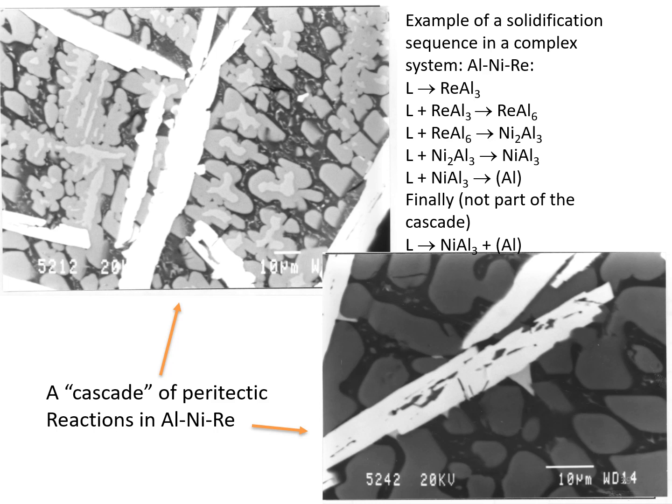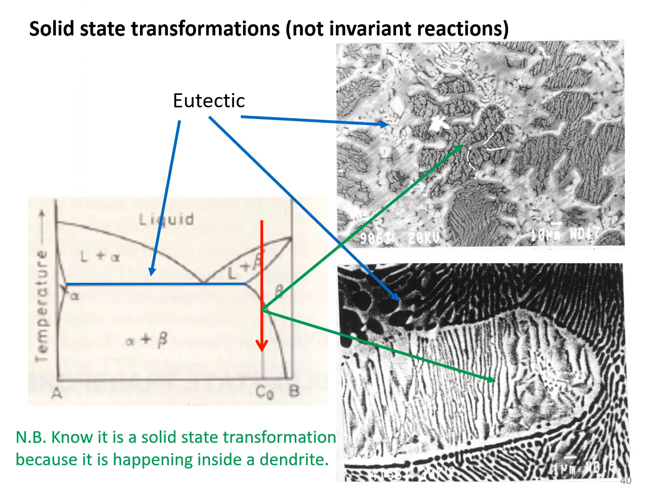Here's that other example we looked at before. Remember, we have to have two contrasts, and here's the first phase to form, that one. Then you get a peritectic reaction to form that, peritectic reaction to form these, peritectic reaction to form that, and finally you get that eutectic, and you can actually see that eutectic this time. So that's actually very nice.